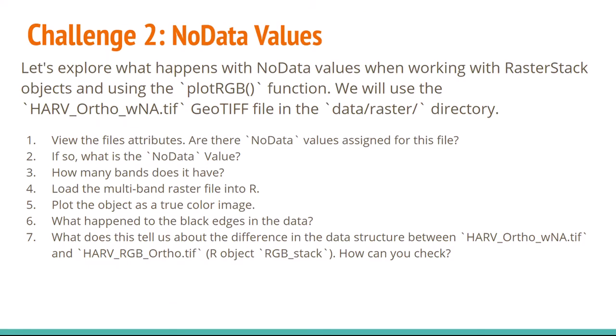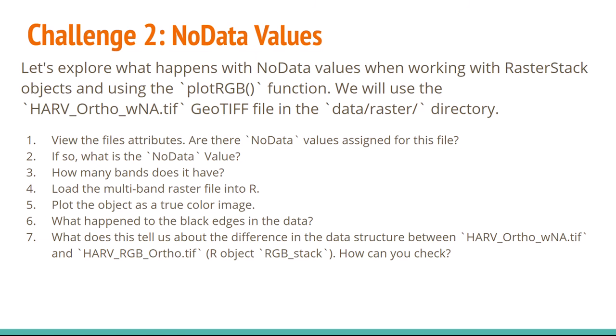All right, so for this challenge, we're again going to review some of the previous information that you've learned in the other lessons. So, no data values. Let's explore what happens with no data values when working with raster stack objects and using the plotRGB function. We will use the harv_ortho_wna.tiff GeoTIFF file in the data raster directory. There are 7 parts to this, so take your time.